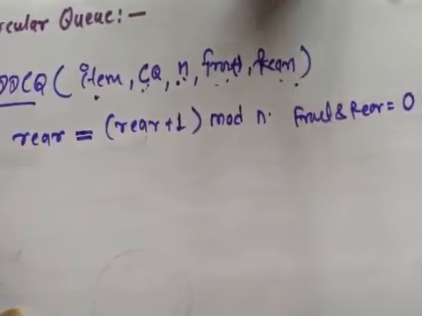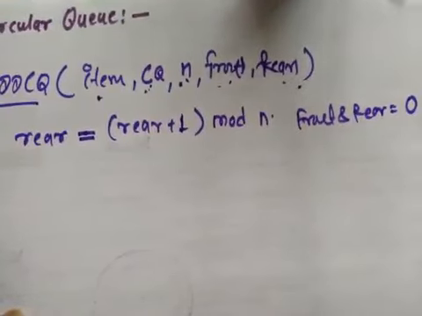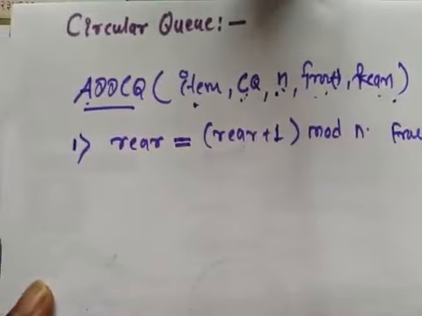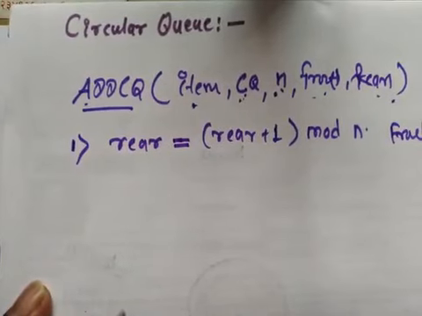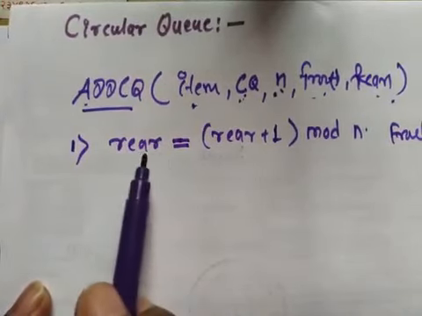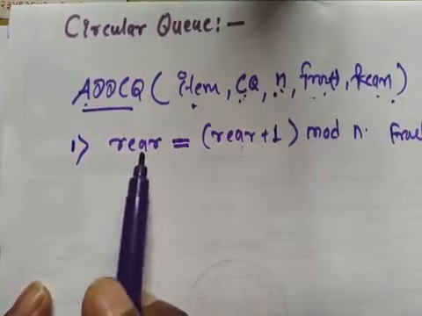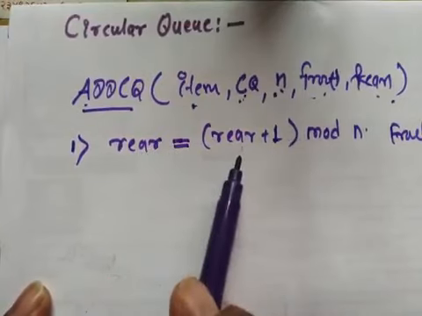What we are going to do? We are going to initialize our front and rear to index 0. Okay, now at the first step of this algorithm, what we are going to do? We are going to find the rear position. So rear position, how we can find it? Rear is equal to (rear plus 1) modulus of n.